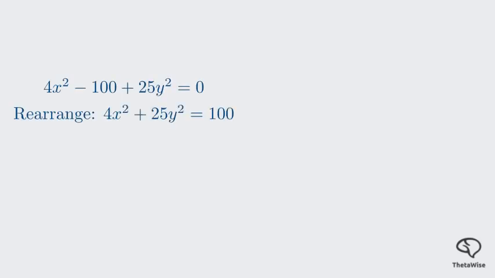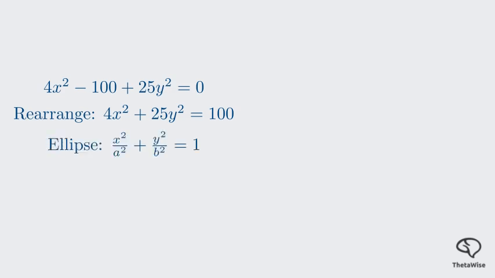Let's start by rewriting the equation to figure out what kind of graph it is. We have 4x squared plus 25y squared minus 100 equals 0. Notice the coefficients of the x squared and y squared terms. One is 4, the other is 25. They are both positive but different. This is the hallmark of an ellipse.